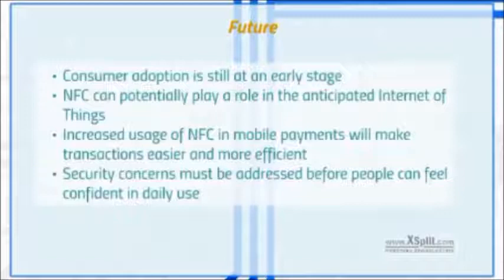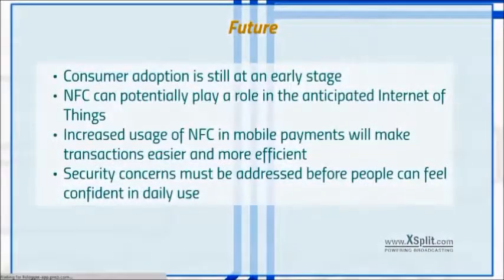Security concerns must be addressed before people can feel confident in daily use. NFC is at risk from eavesdropping, data corruption, data modification, and data insertion. These attacks are difficult but possible given the right equipment. Active eavesdropping can be done up to 10 meters, while passive eavesdropping can occur up to 1 meter. This is a huge concern for security and must be solved before NFC can compete with other payment systems.